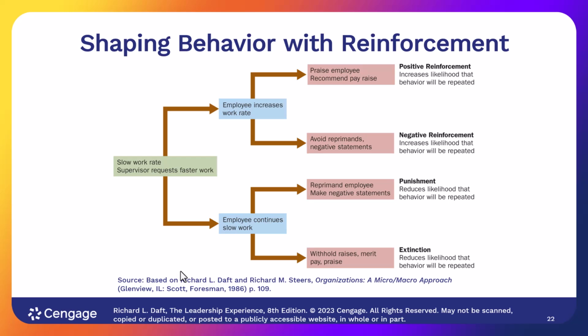trigger other bad things. We go down to the bottom, we see employee continues slow work. At the top you have reprimand employee, make negative statements, punishment, which reduces the likelihood that the behavior will be repeated. But at the bottom, withhold raises, merit pay raise, etc. Reduces the likelihood that the behavior will be repeated. So, depending upon what type of situation you have and who you're dealing with determines the type of reinforcement that you really want to try to use.